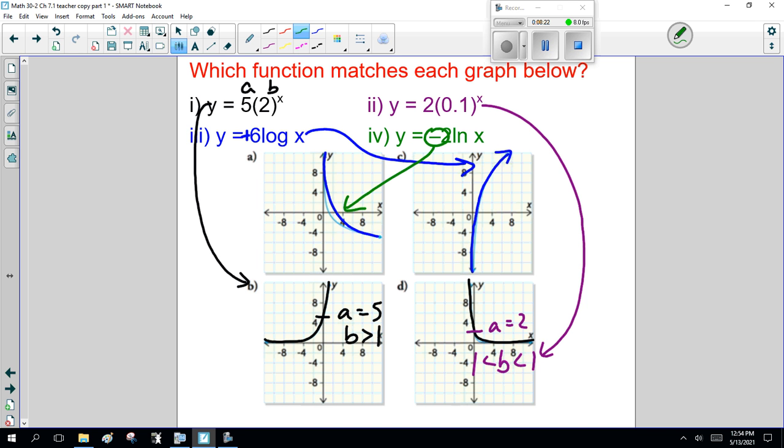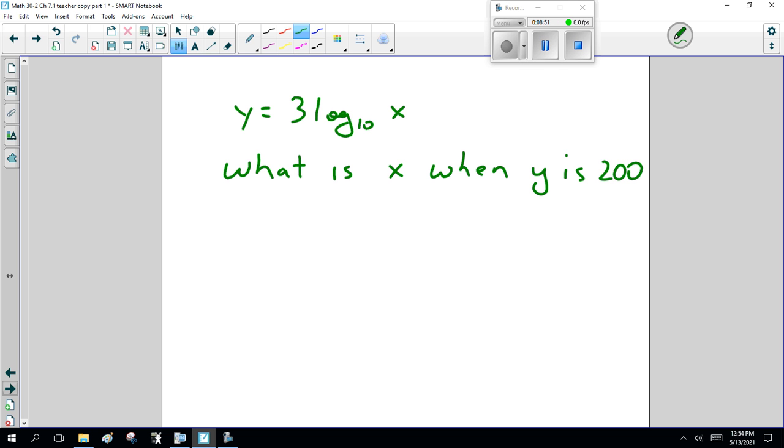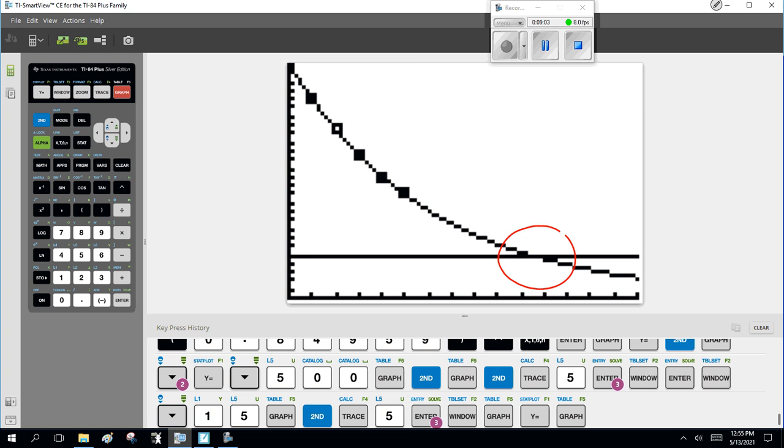Now, if I give you an equation or I give you a graph, you can tell me the domain, the range, the intercepts, is the function increasing or decreasing? Now, the one thing we haven't talked about, and it's a homework question, is for y equals 3 log base 10 of x. So now, this is additional notes, but I realized this is similar to the homework questions, or sorry, the classwork questions. What's x when y is 200? We've done stuff like this before.